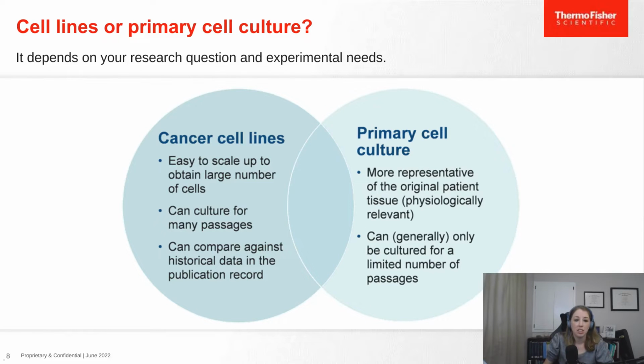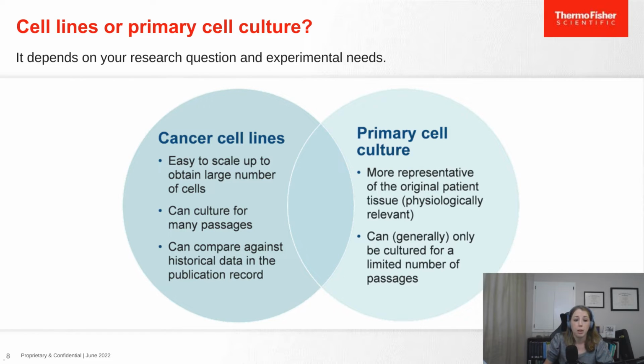Another thing to consider is whether or not you would like to utilize cancer cell lines or primary cells for your cancer research. Studies using cancer cell lines are most common as they provide a few key advantages, namely that they are easy to scale up to get a large number of cells for your study, and you can also culture them for many passages and don't have to keep isolating cells from tumor tissue every few weeks. There is also a huge publication record that you can reference to help with your study and to contextualize your research for publication.